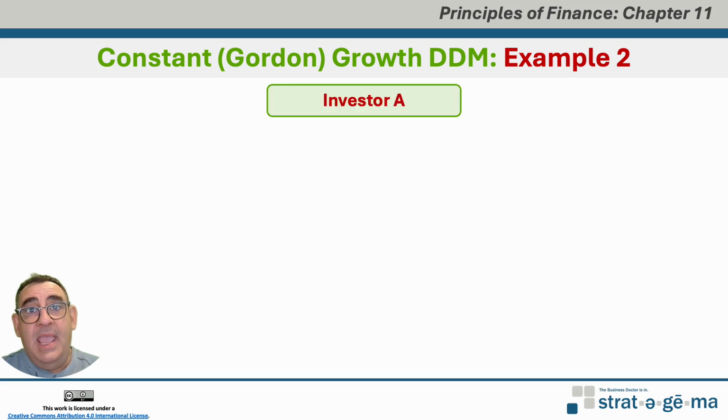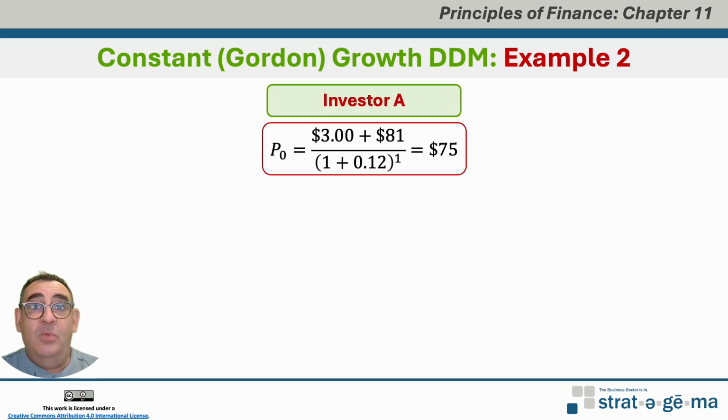So for investor A, we'll calculate the price based on the next dividend D1 plus the $81 expected stock price divided by 1 plus 0.12 to the power of 1, or exponent 1, $75. We know this because the original scenario was in essence the investor A scenario.